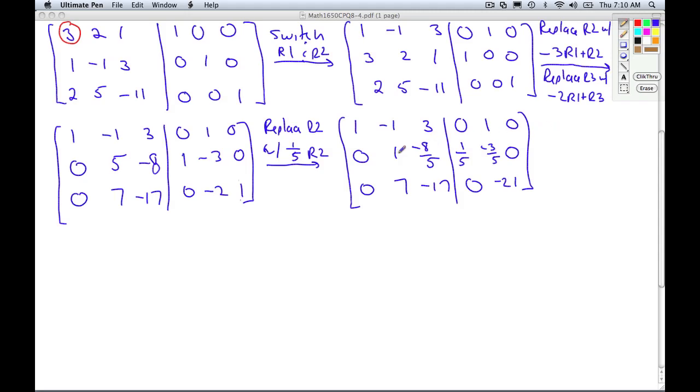Now that I have a 1 here, I'd like to get a 0 underneath it. So the row 3 I have is no good. I got to replace row 3 with -7 row 2 plus row 3.